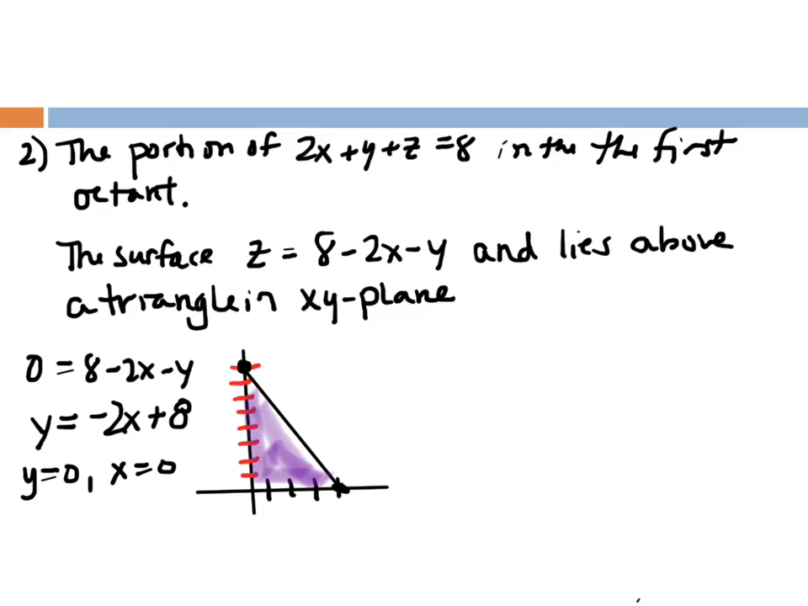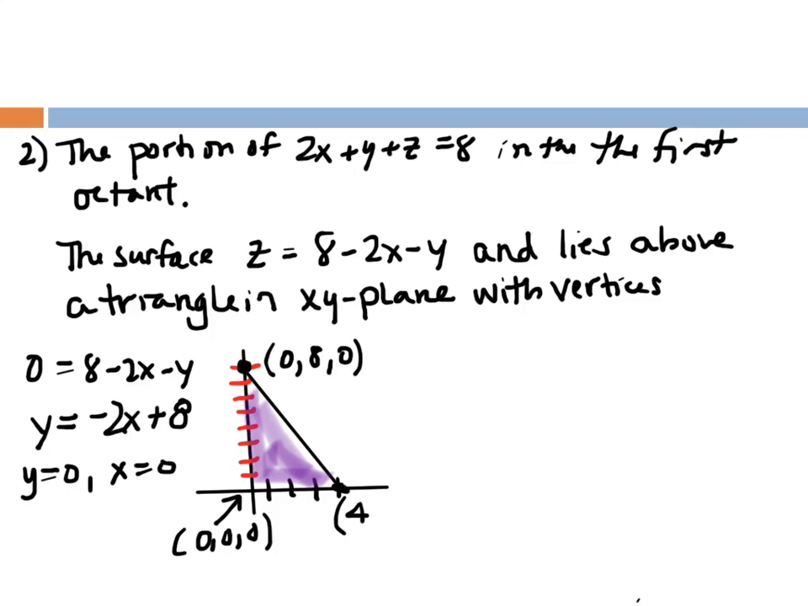And this triangle has vertices. Obviously, z equals 0 in both cases, but this location right here would be x equals 0, y equals 8, and then z equals 0. This one right here is, of course, the origin, 0, 0, 0. And this one would be 4, 0, and 0. So those are our vertices, as we've identified there.